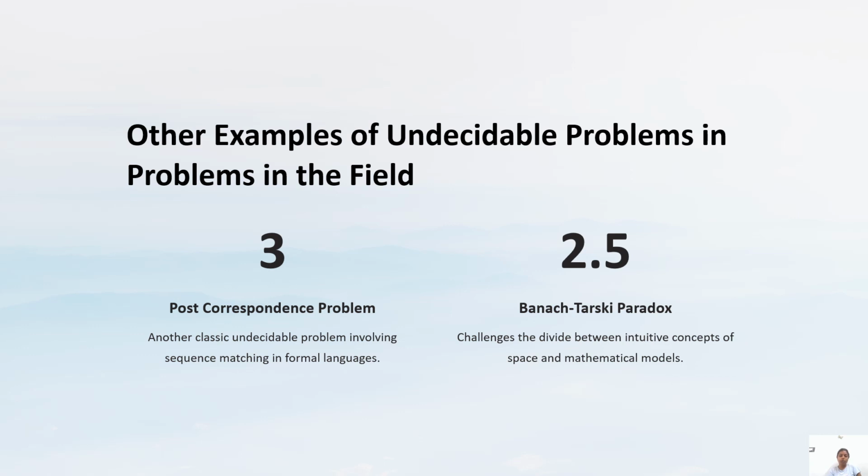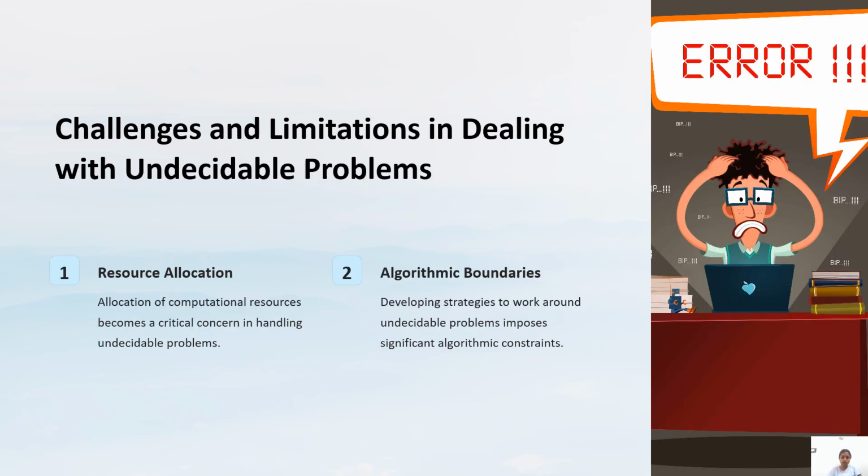Other examples of undecidable problems in the field: the Post correspondence problem, another classic undecidable problem involving sequence matching in formal languages; the Banach-Tarski paradox, which challenges the divide between intuitive concepts of space and mathematical models.